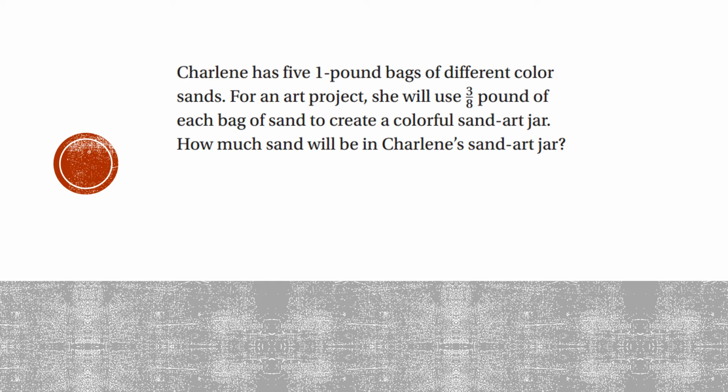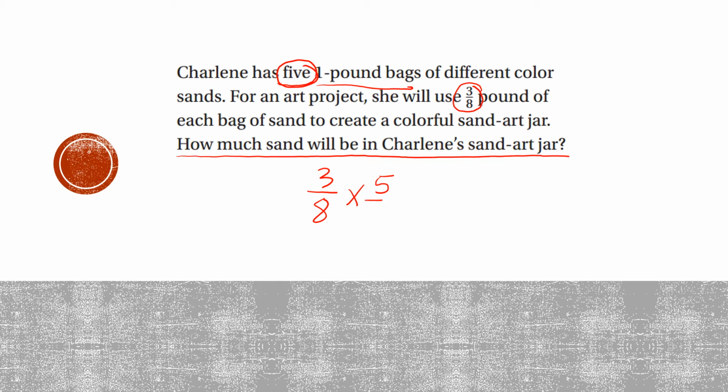All right, now let's look at a word problem. Charlene has 5 1-pound bags of different colored sands. For an art project, she will use 3/8 pound of each bag of sand to create a colorful sand art jar. My question is, how much sand will be in Charlene's sand art jar? The key: she has 5 1-pound bags and she uses 3/8 of them. So she has a total of 5 pounds, and she uses 3/8 of that 5 pounds. So I multiply that, add a 1, and then multiply.